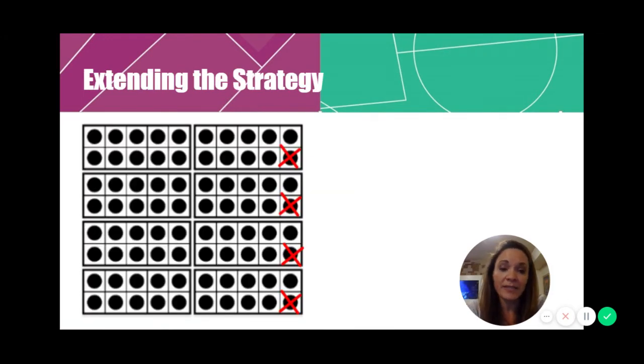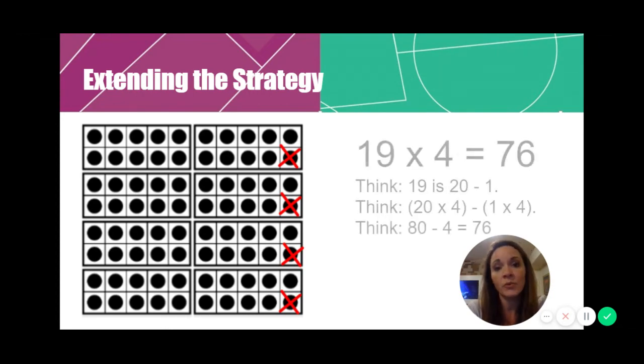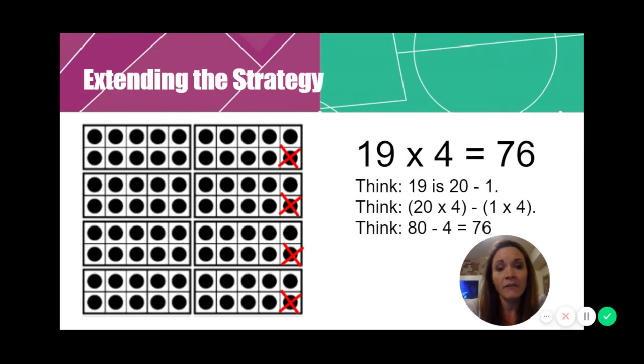We can also extend the building down strategy like we did with the building up strategy. In this image, we see 20 times 4, and we also see 19 times 4. If I wanted to know what 19 times 4 was, that's really tricky to figure out in my head. But 20 times 4 is pretty easy to do in my head.